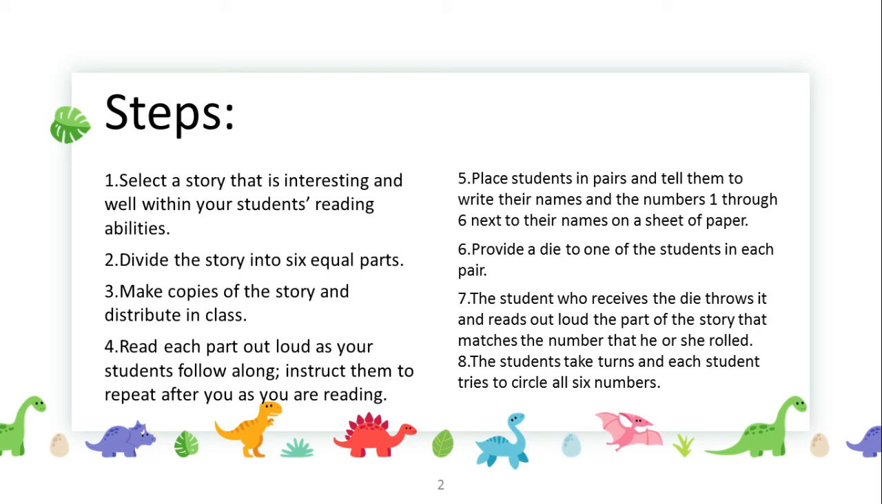And the last, the students take turns and each student tries to circle all 6 numbers. If they get the same number, they have to read the same part of the story again, in which case no new number will be circled. And the one who is able to circle all 6 numbers next to his or her name is the winner.